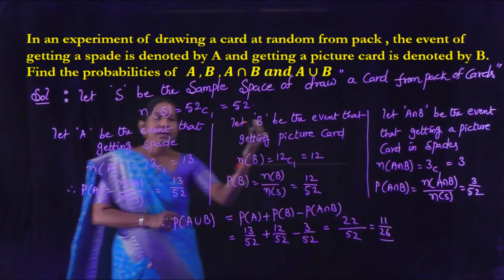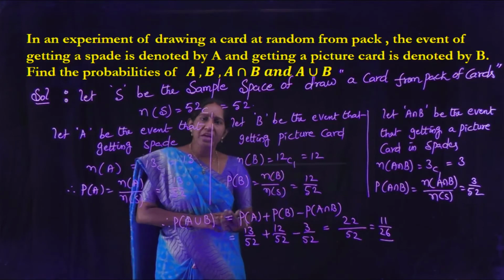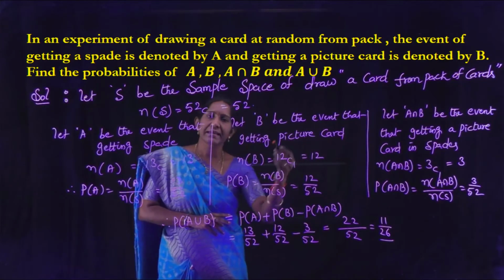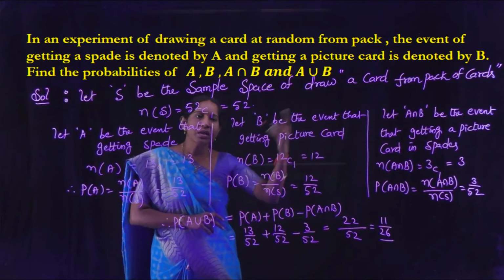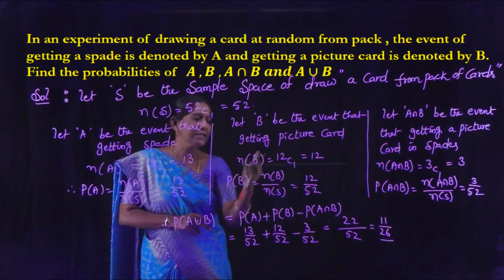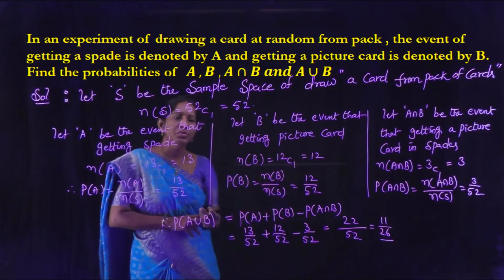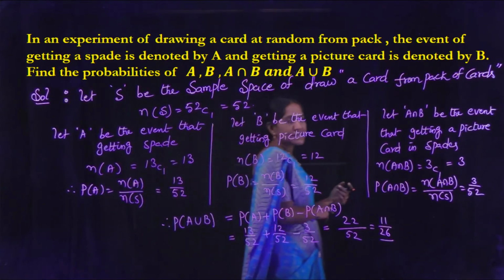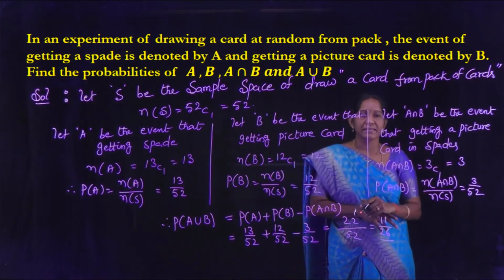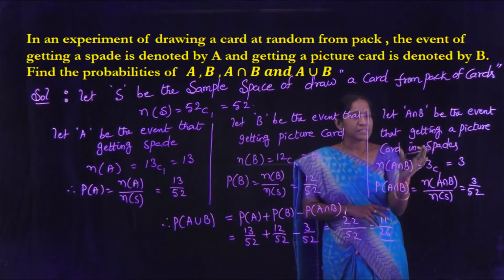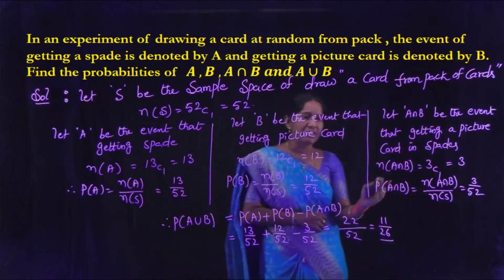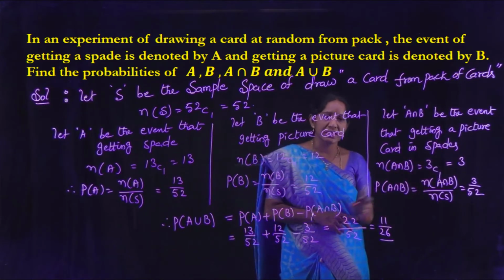And getting a picture card is denoted by B. So let B be the event of getting a picture card. In the total pack of cards there are 12 picture cards. So N of B is 12C1, that equals 12. And A intersection B means getting a picture card in spades. In the suit of spades there are 3 picture cards. So N of A intersection B equal to 3C1, that is 3.